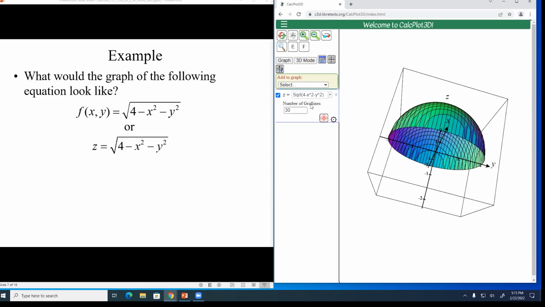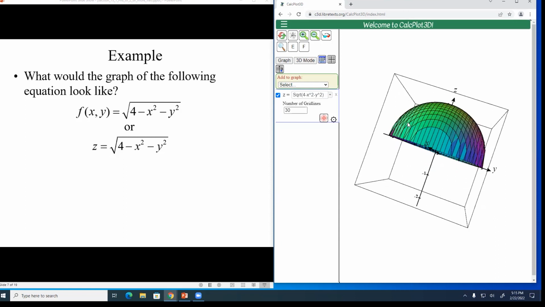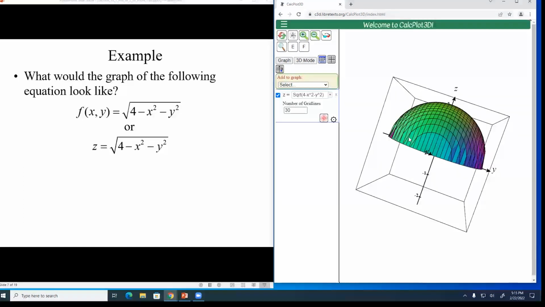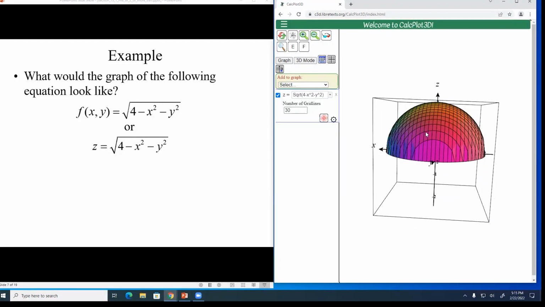Now, a sphere is not a function because we can only get one output per input pair. So the half sphere is actually a function. Now, we're still going to plot spheres, but by definition, it's not a function of x and y. So we just get the top half of a sphere as a single function.